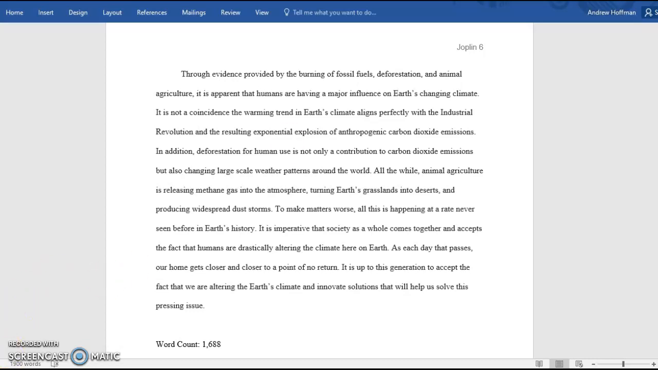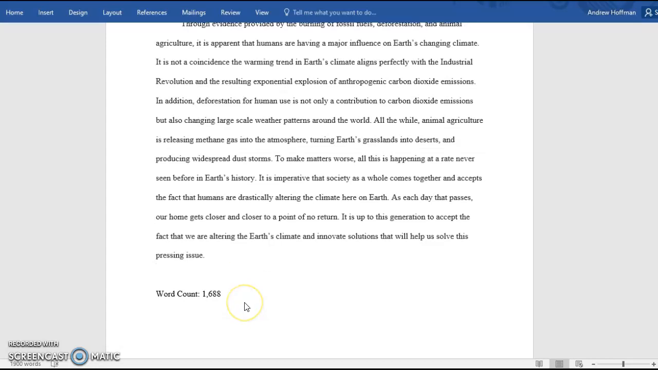Don't just summarize. Say why this mattered. Why was this important? It could be a call for action. It could be a prediction for the future. It could be a warning. But there needs to be something more than just, I said this, and I said that. Those conclusions are really not worth reading. There's nothing very exciting about them. And then a clincher, something that ties up everything in a nice little bow. "It is up to this generation to accept the fact that we are altering the Earth's climate and innovate solutions that will help us solve this pressing issue."